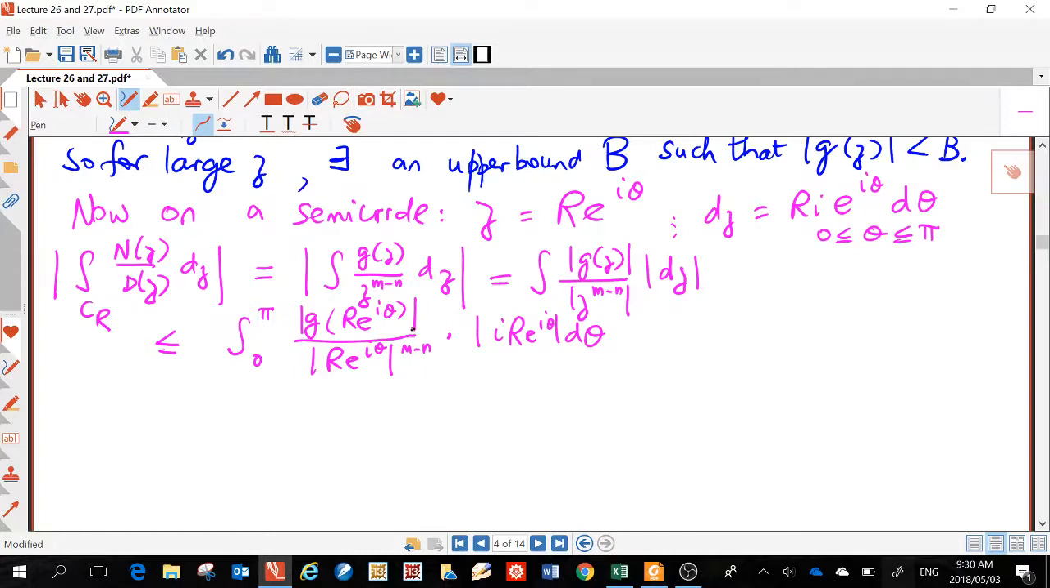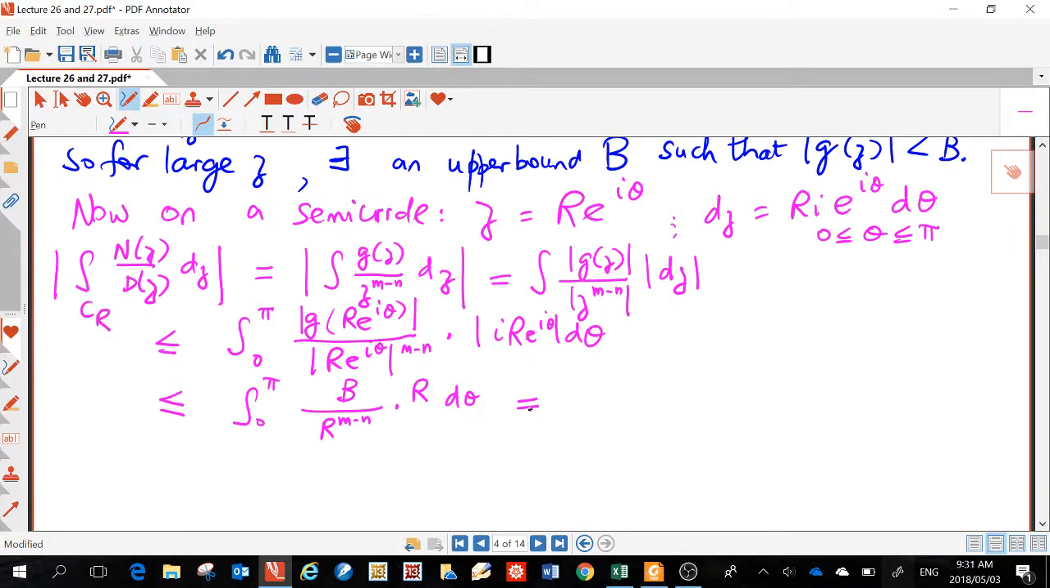Now this g we know is bounded, so it's less than some number b. The absolute value of g is bounded by b. B is some upper number where it can't go beyond. So we can say this is less than or equal to the integral from naught to pi of b. What's the magnitude of r e to the i theta? It's just r. What's the magnitude of i r e to the i theta? It's just r. d theta.